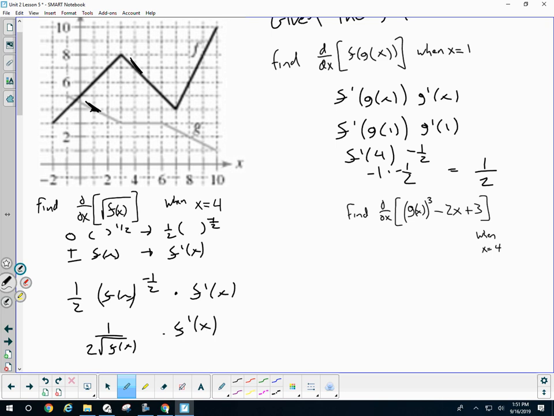Do it when x is 4. Let's see if this works out nicely. When x is 4, f is 7. So it doesn't work out nicely. Or whatever. I have 1/2 root 7. f prime of 7 is negative 1. So negative 1/2 root 7. Rationalize if you want to.